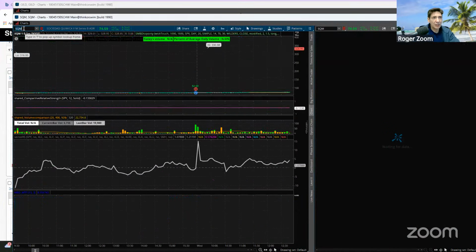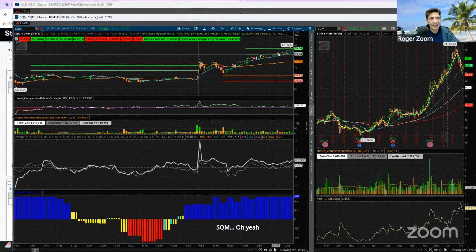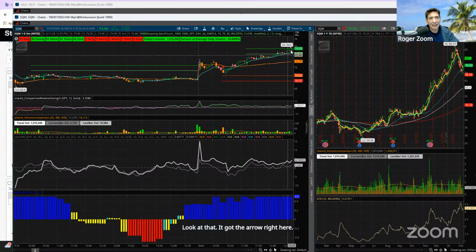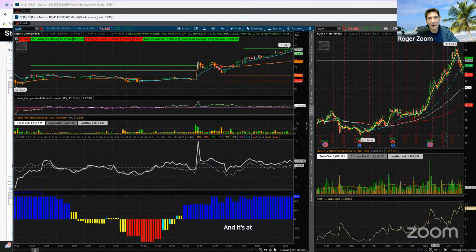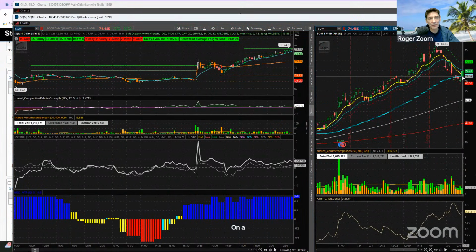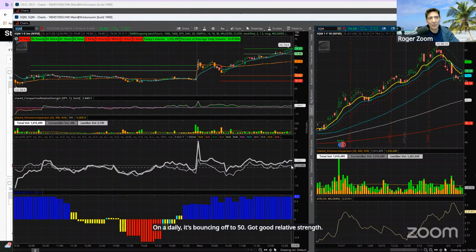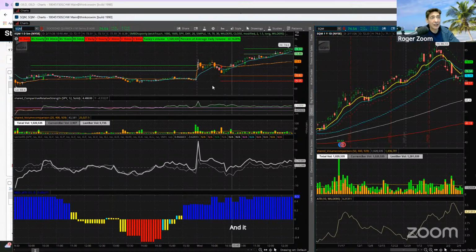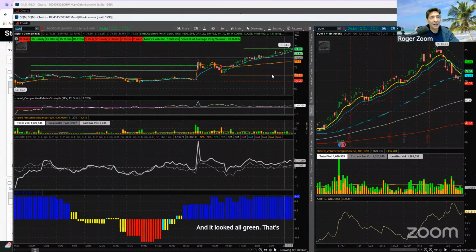SQM. Oh, yeah, baby. Look at that. It got the arrow right here, and it's at the second profit target right now. On a daily, it's bouncing off the 50, got good relative strength, and look at the stock compared to the index. And look, all green. That's a strong stock right now.